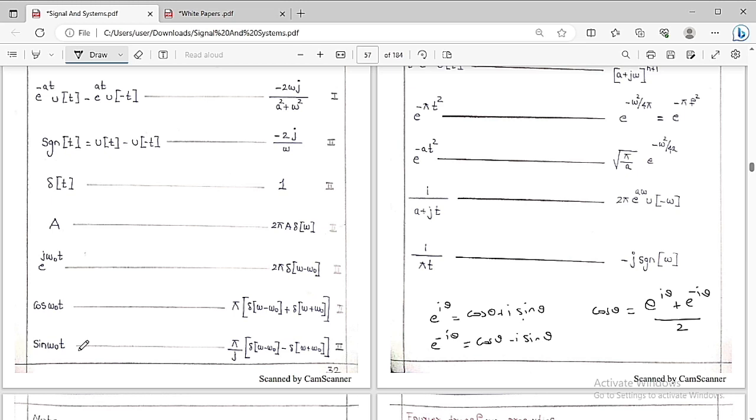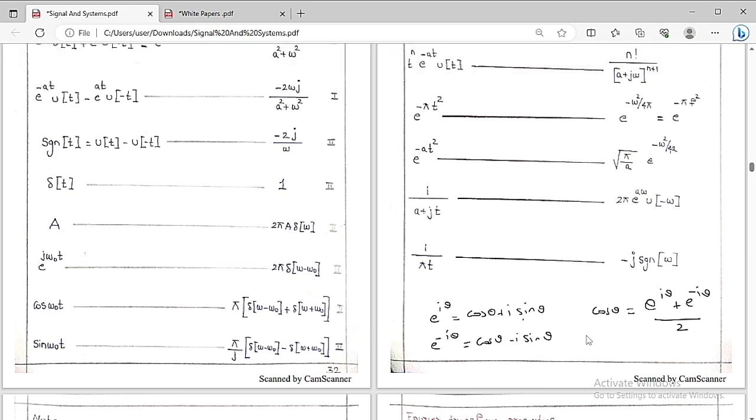For sin omega naught t, from this we can get the value of sin theta. Let's do the subtraction of the first minus the second. Then we get e to the power of j theta minus e to the power of minus j theta, divided by 2j. Substituting omega naught t for theta and simplifying, we get the Fourier transform, which is pi by j into delta of omega minus omega naught minus delta of omega plus omega naught.